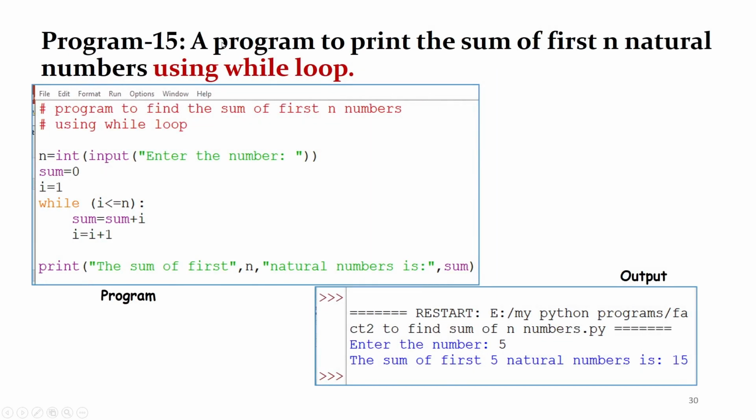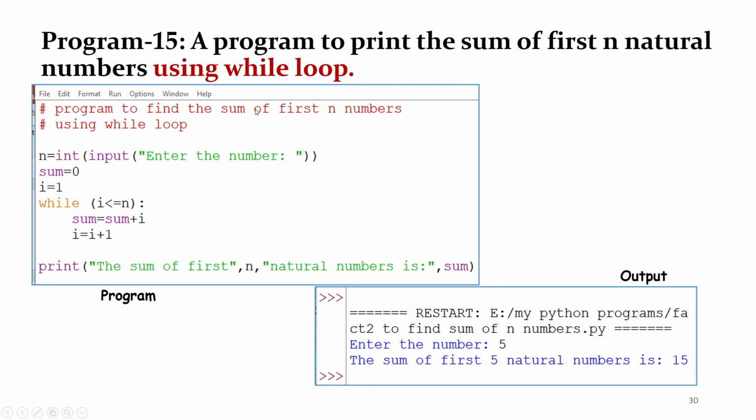Now, a program to print the sum of first n natural numbers using while loop. So you can correlate this program with calculating the factorial. In factorial also we do, say suppose I need the factorial of 5. What does it mean? It means I need the multiplication of 1 into 2 into 3 into 4 into 5. This is the same, but using while loop.